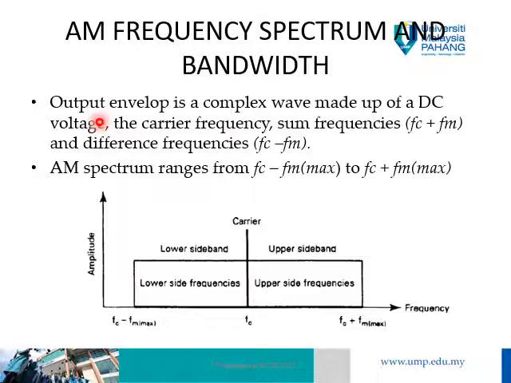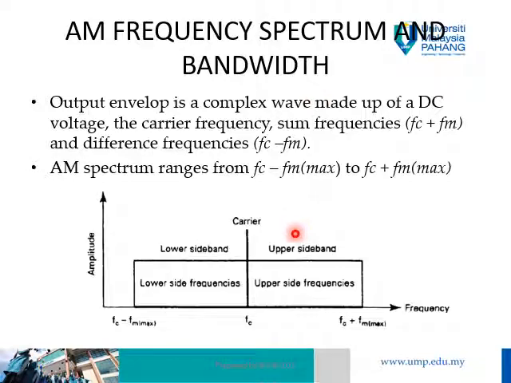made up of a DC voltage, the carrier frequency, which is FC, the sum frequency, FC plus FM, and the difference frequency, FC minus FM. The AM spectrum ranges from FC minus FM max to FC plus FM max. Wherever we have a frequency range, it represents the bandwidth.